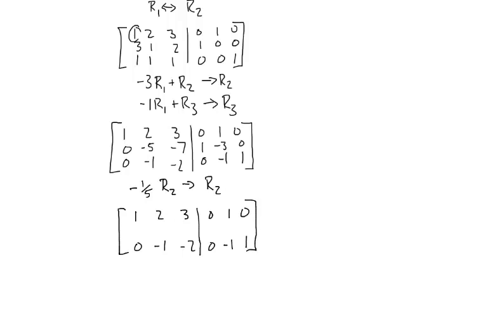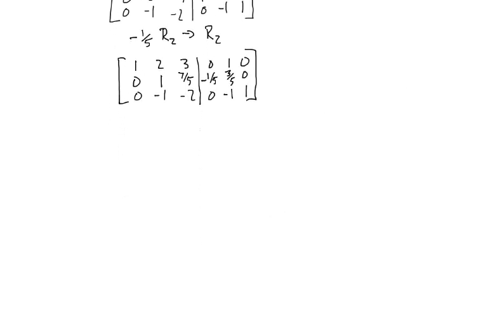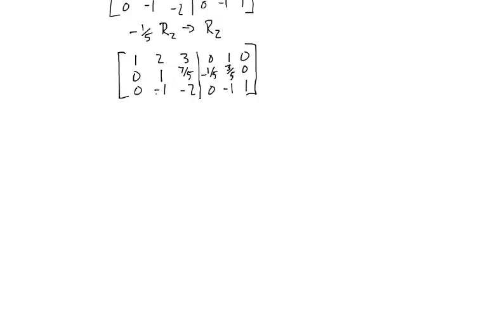And now our row 2, we have 0, 1, we have 7/5, negative 1/5, 3/5, and 0. And now our next move is to get a 0 where this negative 1 is. So we're going to do row 2 plus row 3, and we're going to put it in row 3. And that's our pivot row.